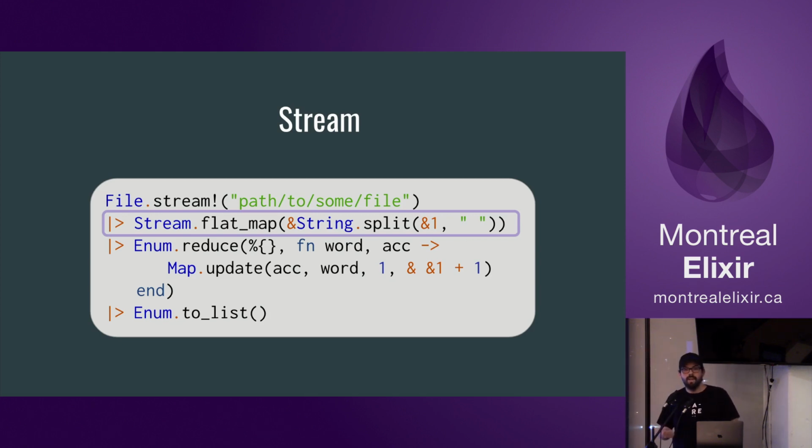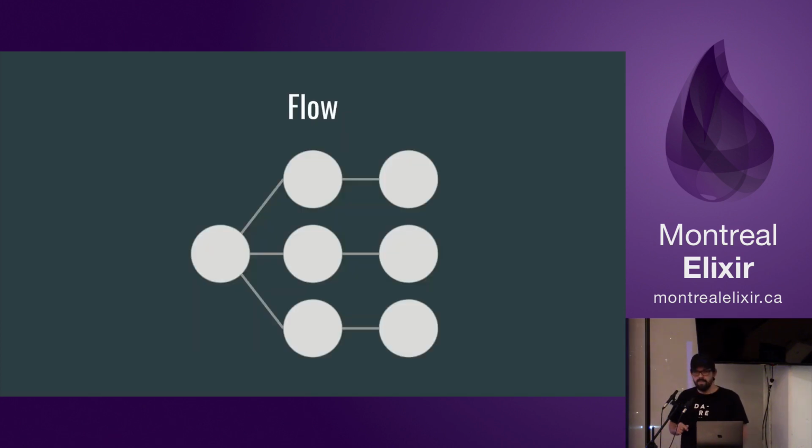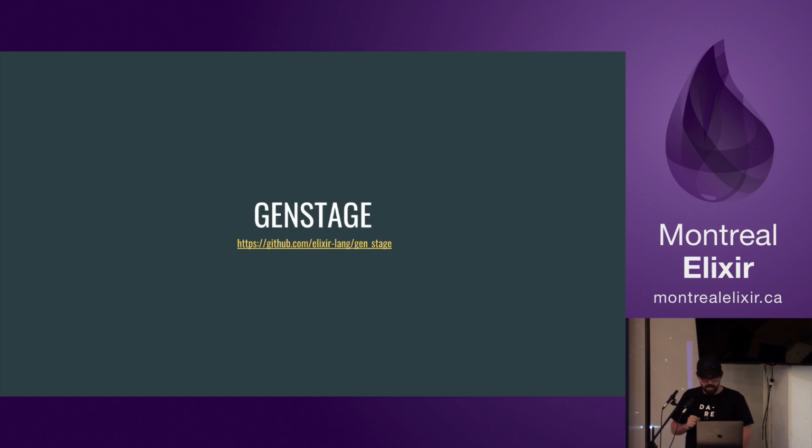So why Flow? Because Flow is going to use multiple cores. The processing you have to do is going to be spread across all the cores that you have available. That's quite nice. It does that using GenStage, which is something José Valim wrote about a couple of years ago when they launched it.